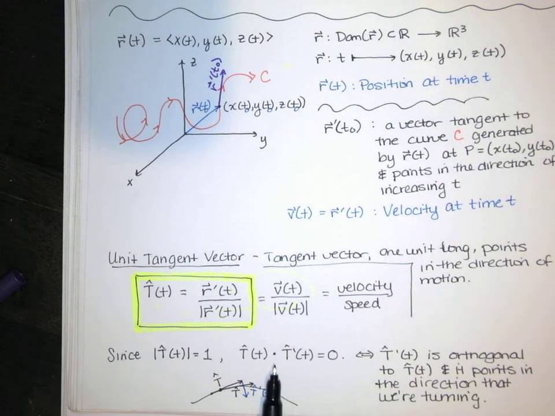Okay, so t hat and t hat prime meet at 90-degree angles. We define another vector based on that. We call it the unit normal vector. So we know that this is perpendicular to this, or orthogonal to this. In order to make it 1 unit long, we just divide by its length, and we call that the unit normal.